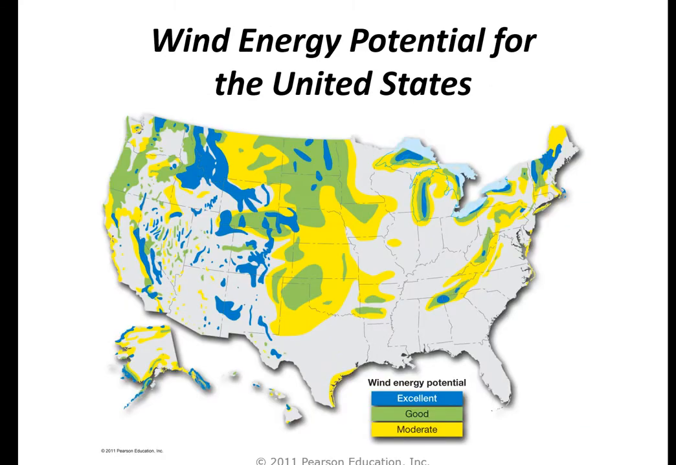So here's the wind energy around the United States. The blue is excellent wind energy areas. Green and yellow are moderate to good. And like I said, I flew over western Texas and saw a wind farm. They had about 18, 19 turbines in a line with maybe 8 or 9 lines worth of turbines, and they were all blowing pretty fast.